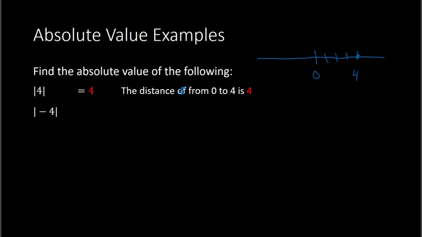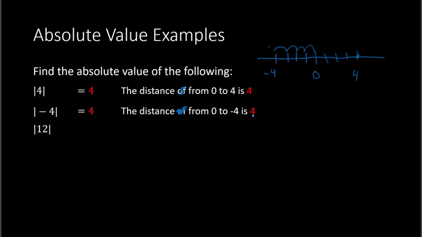If you had the absolute value of negative 4, that would be over here, 1, 2, 3, 4. How far is negative 4 from 0? Well, it's the same distance, it's just on the other side. So if we were to count, 1, 2, 3, 4, it's 4 away, so the absolute value is 4. In other words, the distance from 0 to negative 4 is also going to be positive 4, because absolute value is distance.